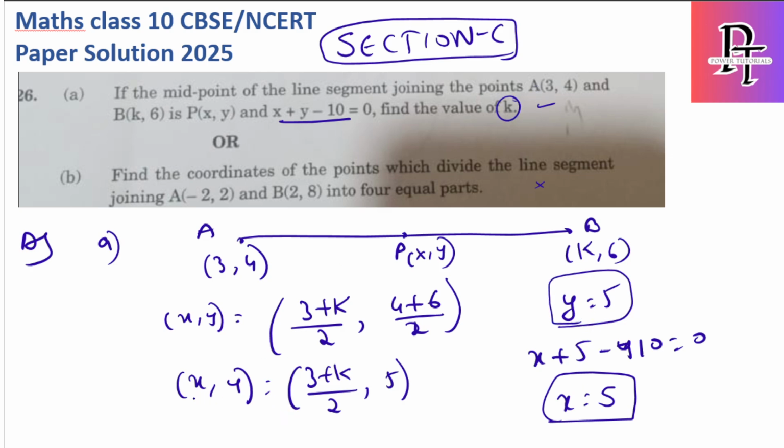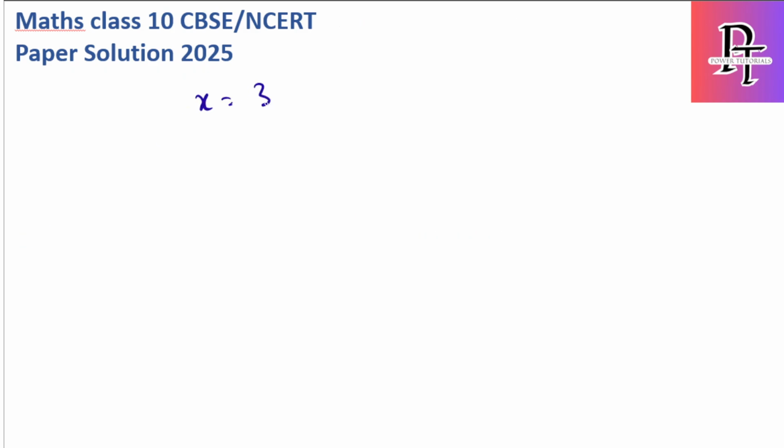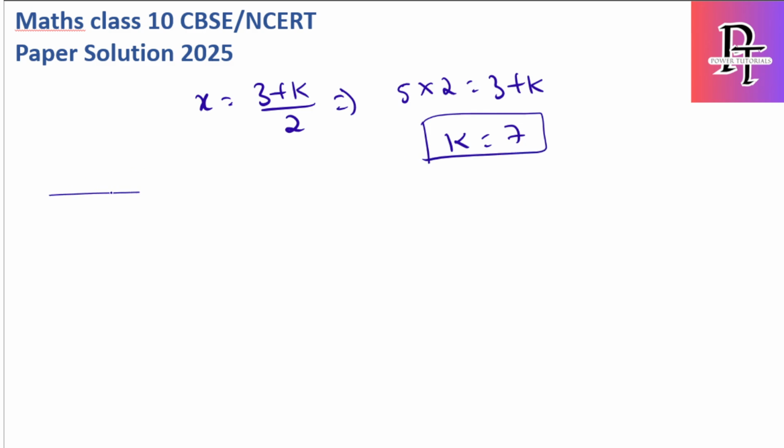From here I can say x is equal to (3 plus k) by 2. If I move 2 to the other side, with x value 5, 5 into 2 is equal to 3 plus k. So the k value I got is 10 minus 3, which is 7. This hardly took around 1 to 2 minutes. Okay, let's see how much time the B part will take.